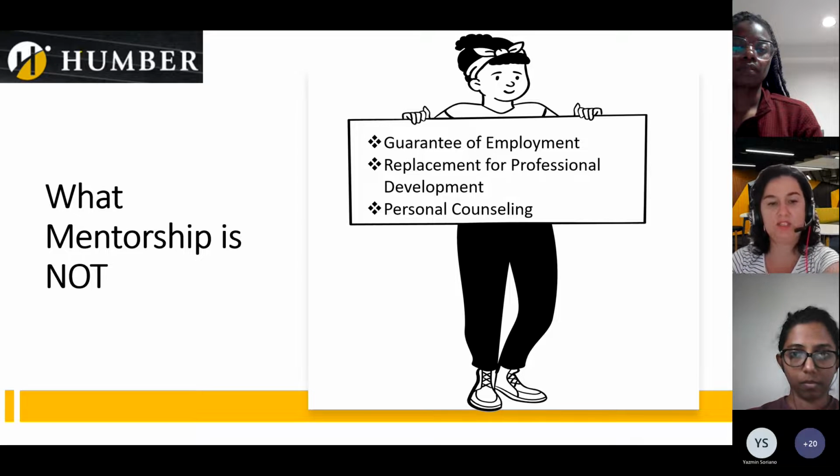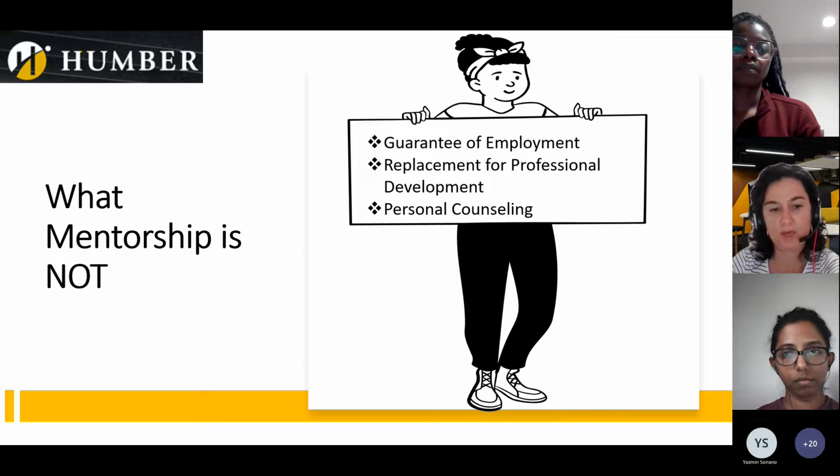So mentorship is not a guarantee of employment. Some students may confuse mentorship with other types of career development programs or services that kind of guarantee some type of employability for the students, such as through internship or co-op. Mentorship is not meant to get you hired.